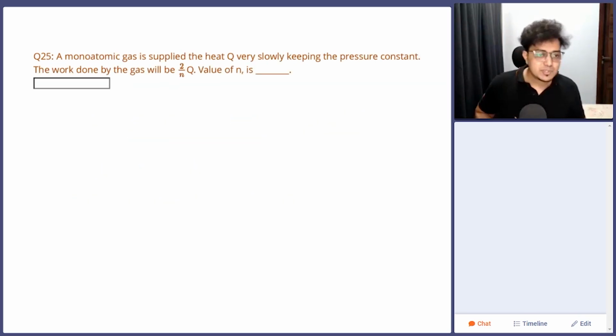Right. Let's discuss the last question now. There is a monatomic gas which is supplied with heat Q very slowly, keeping pressure constant. Work done by the gas will be equal to 2 by N times Q. What is the value of N here?